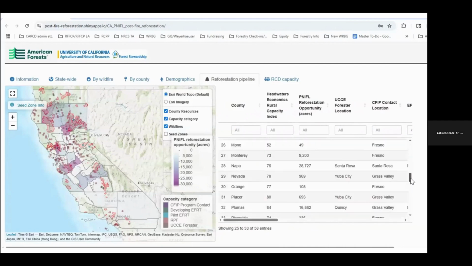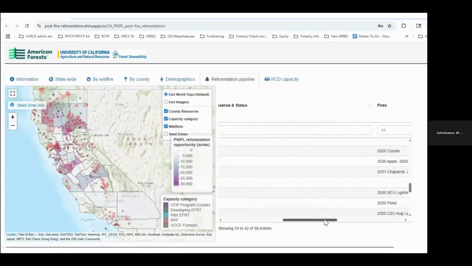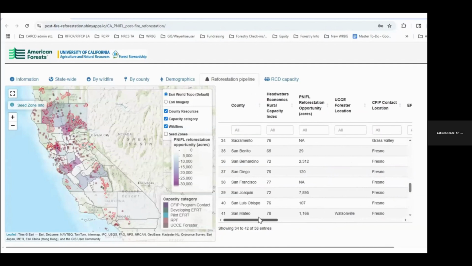Same is true of San Joaquin County. High opportunity for reforestation, but no EFRTs. So, yeah, this could be helpful for arguing for the need for more EFRTs, where there is no EFRT presence, and help establish them where they should be prioritized.